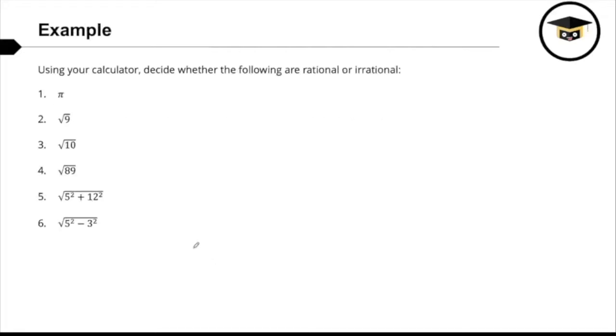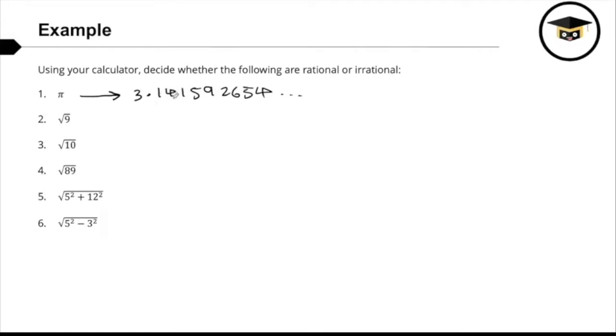So let's do a simple exercise going through the following examples, and we want to use our calculator to decide whether the following are rational or irrational. So with the first one, we have pi. Now, I've already mentioned in the previous slide that pi is an irrational number, but let's just double check that. So we can put pi into our calculator. And when we put pi into our calculator, we get 3.141592654, and it actually keeps going. It's just that your calculator normally just gives it to that many decimal places.